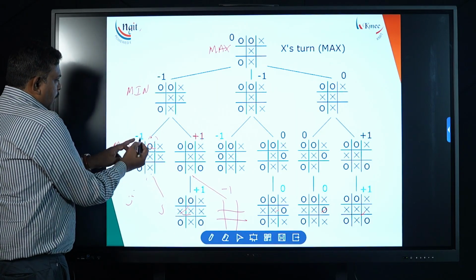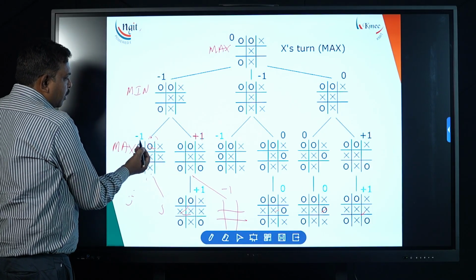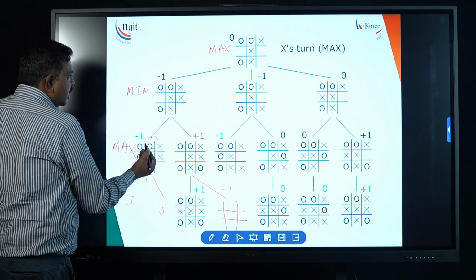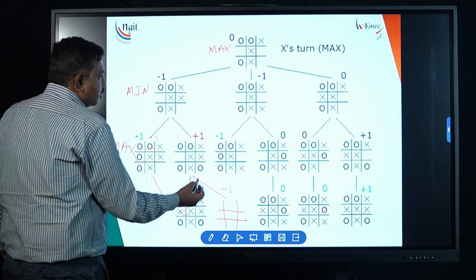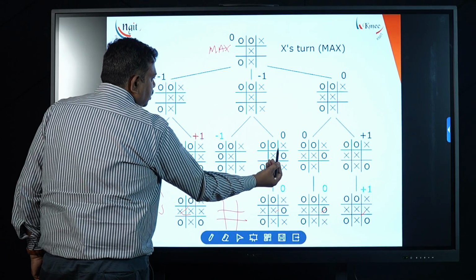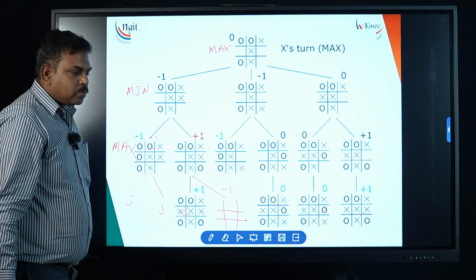Now minus 1 and plus 1. The min player takes the minimum value of its child, which is minus 1 and plus 1. What is the minimum value here? Minus 1 is sent to the min player. Here also min player, what is the minimum value? Minus 1, 0. Minus 1 is the minimum. We send it to its parent, minus 1.